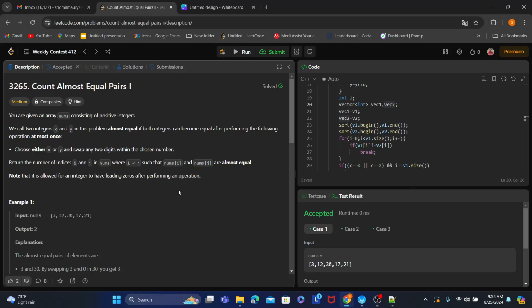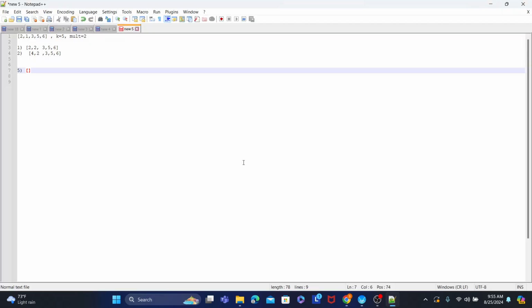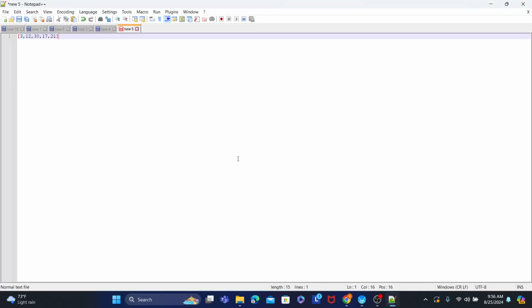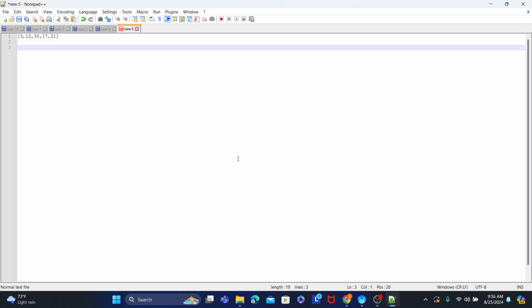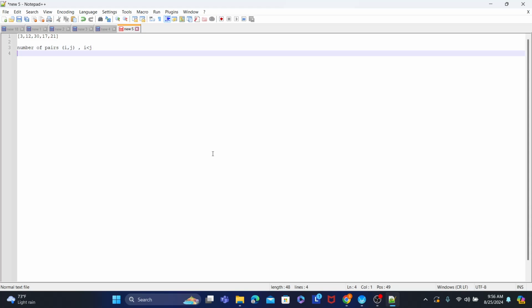This is a good question. This is of medium difficulty level. Okay. So the question states you have been given this array. You need to find the number of pairs such that their indices are i and j, where i is less than j, and the conditions are as follows.